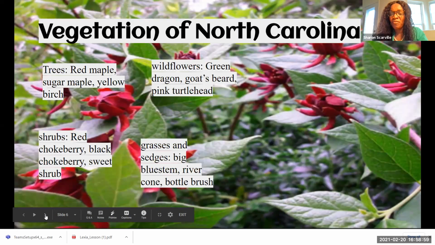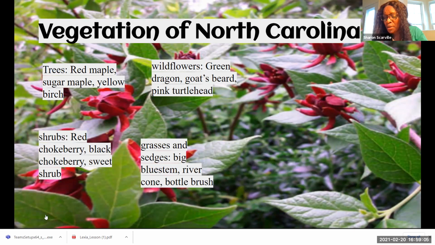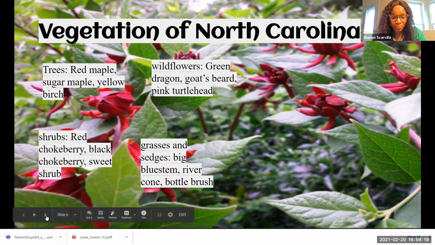Some vegetation of North Carolina. So what does that mean? We're talking about what grows in North Carolina. We have trees, wildflowers, there's grass, and there's shrubs. These are just some examples of some vegetation in North Carolina.